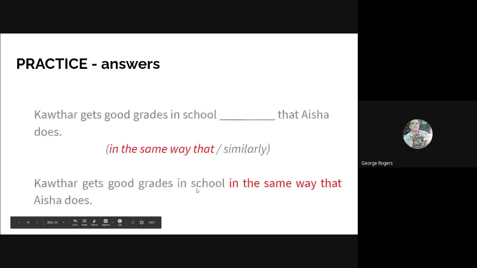Next, number 6. Carl gets good grades in school. Blank, that Aisha does. Again, if that's all we saw, that Aisha does, what are they talking about? A lot missing there. That Aisha does. If that's all you hear, what are they talking about? That's not a standalone sentence. So this is a transitional word, so it has to be the other one. Carl gets good grades in school in the same way that Aisha does.